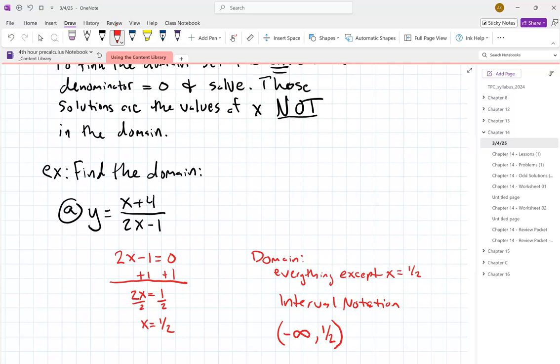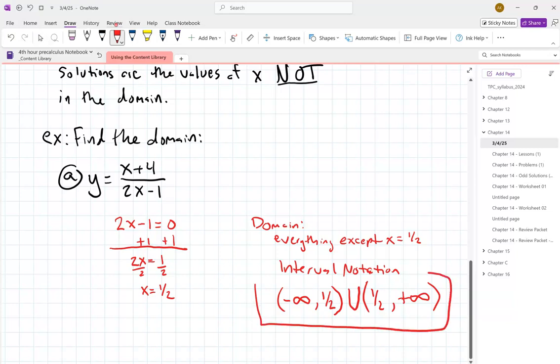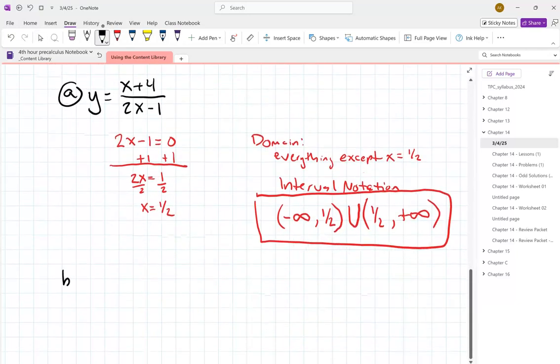So that's everything up to 1/2. And then we'll do everything after 1/2. So we'll start at 1/2, but not including it. That's why I'll use the parenthesis. And go to positive infinity. So that's everything before 1/2 and everything after 1/2, but not including 1/2, which is what we want. So that would be what our answer looks like. Everybody feel okay there? Let's do one more, and then we'll move on to the next thing.